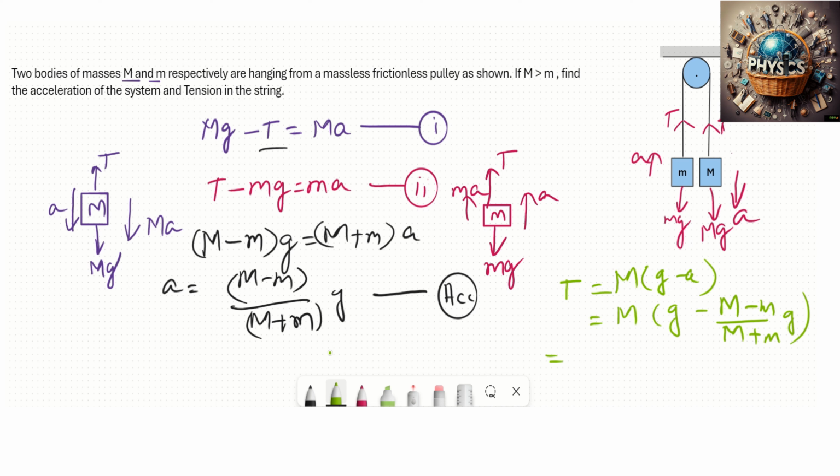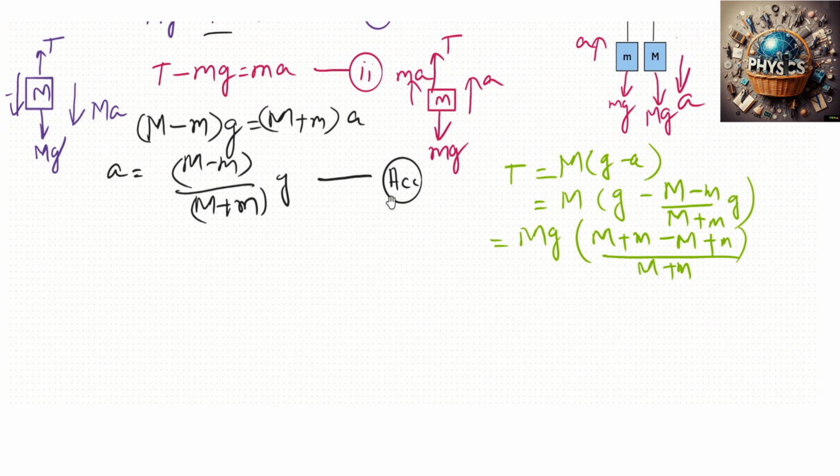Let us take that g outside: Mg into, M plus m on top, minus capital M minus small m, divided by M plus m. Okay, let's pull it a little bit upward. Which means that this is equal to, we get rid of these terms, so we'll get 2Mm by M plus m into g. This is the tension.